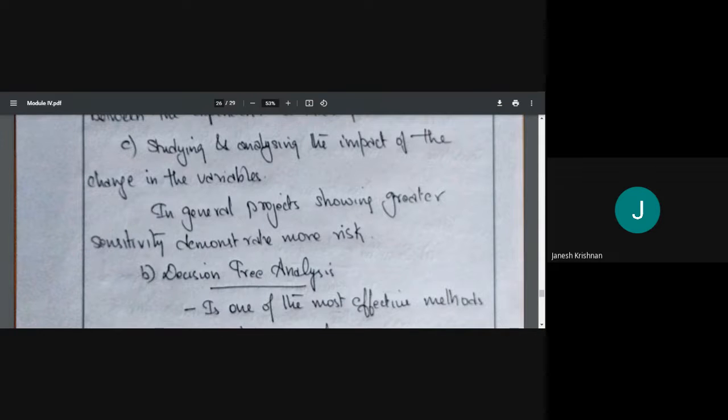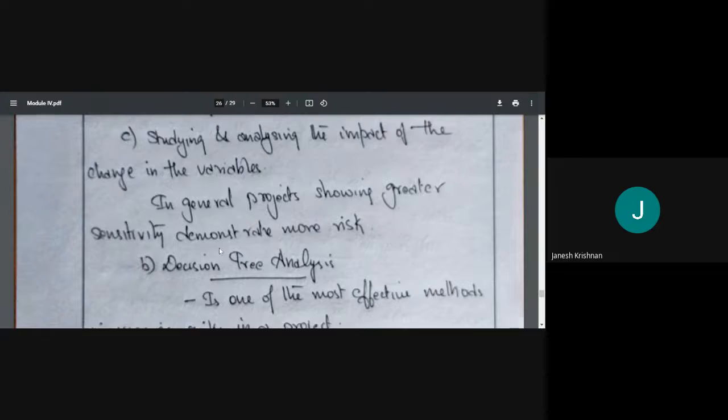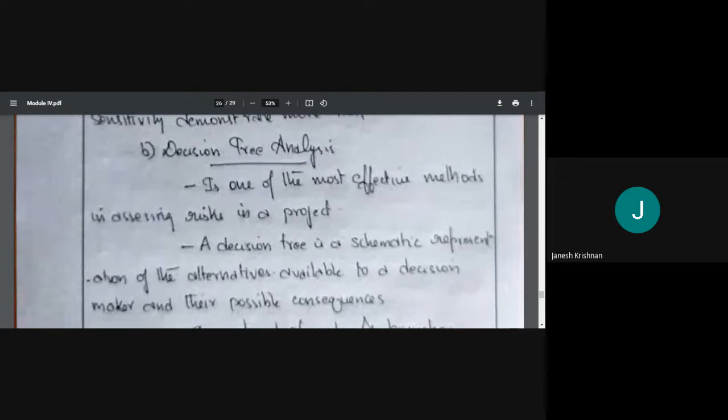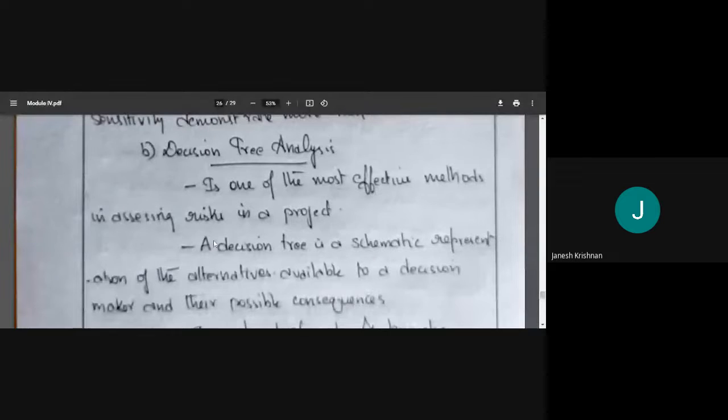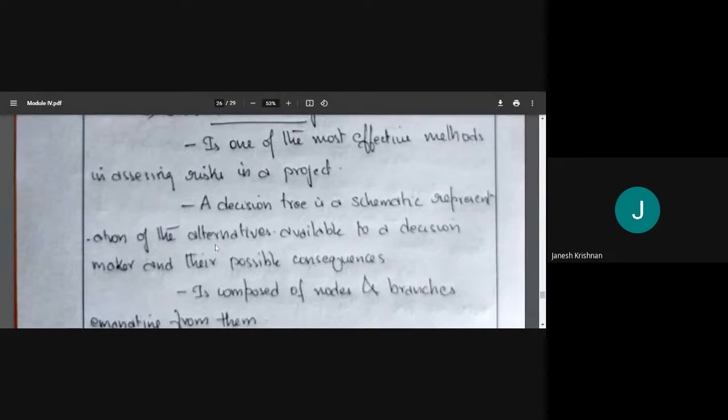The second method is decision tree analysis. Decision tree analysis is one of the most effective methods in assessing risks in a project. A decision tree is a schematic representation of the alternatives available to a decision maker and their possible consequences. This is an example of a decision tree. We'll see what it is.